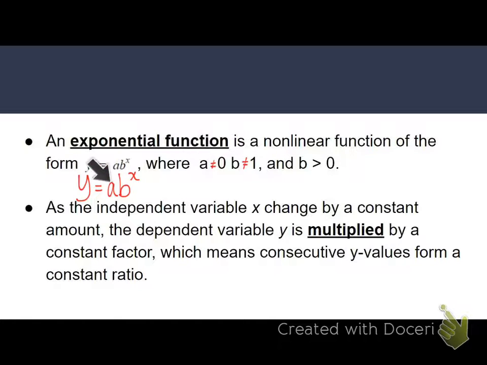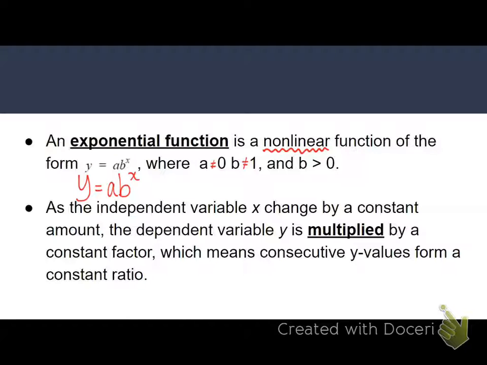Okay, if a is equal to 0, then it's going to zero out whatever the b is. If b was equal to 1, 1 to any power is just 1, so then it would be constant. And b has to be greater than 0, meaning b is not going to be a negative. Right, the important part, I think even more important than all those qualifiers, is the idea of it being nonlinear.